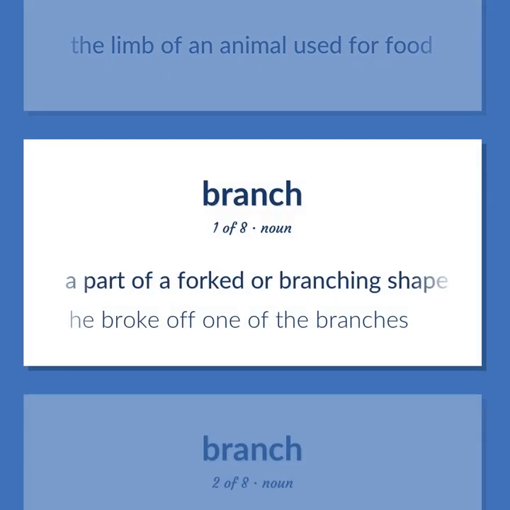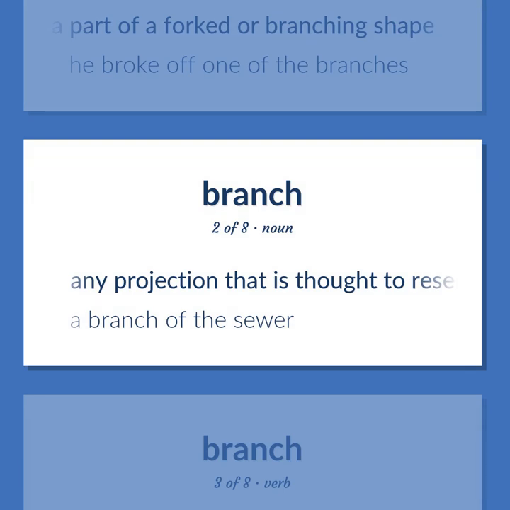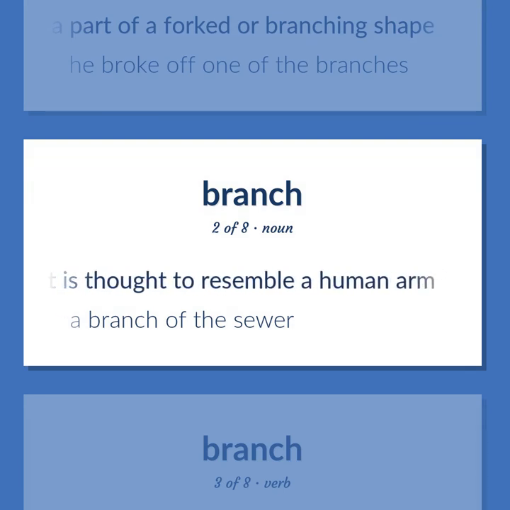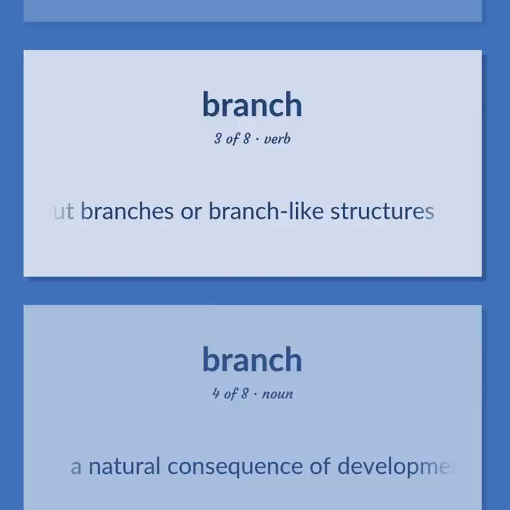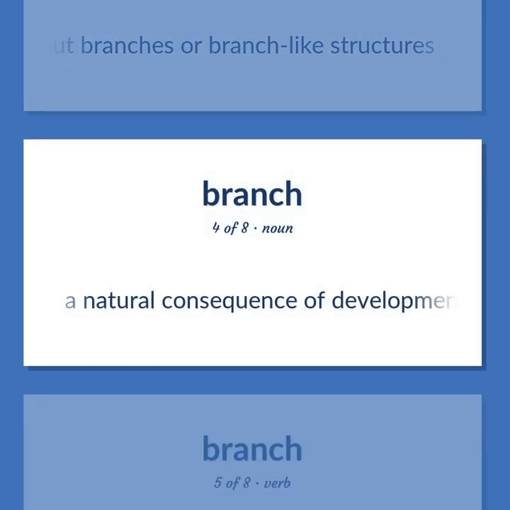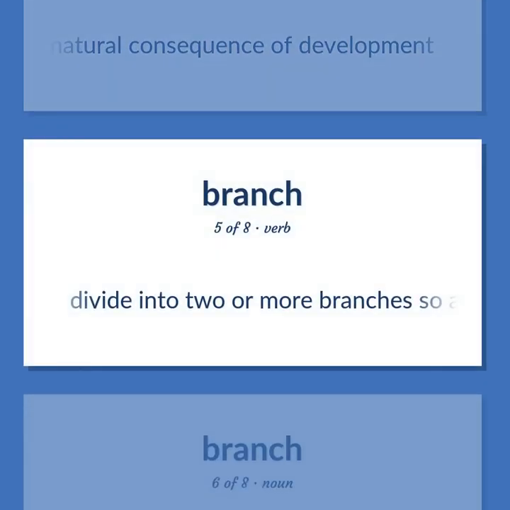A part of a forked or branching shape. He broke off one of the branches. Any projection that is thought to resemble a human arm. A branch of the sewer. Grow and send out branches or branch-like structures. A natural consequence of development. Divide into two or more branches so as to form a fork.